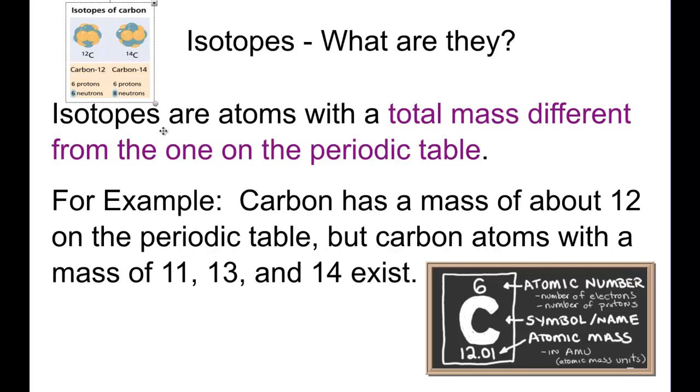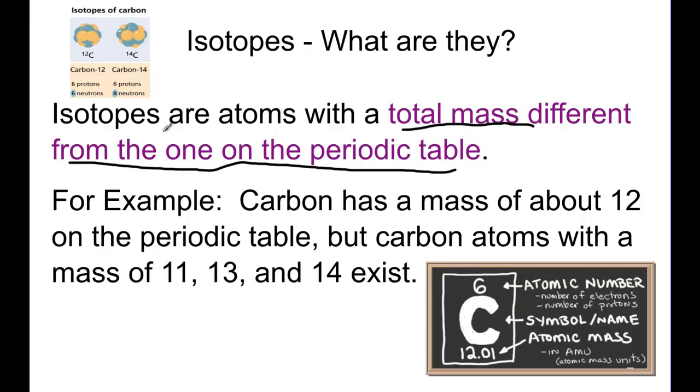Alright, so let's start out with the definition. An isotope. What is an isotope? Isotopes are atoms with a total mass different from the one that's on the periodic table. So for example, carbon, which you can see here, has a mass of about 12. It has 6 protons, and this one is neutral, so it comes with 6 electrons as well to balance out the protons.